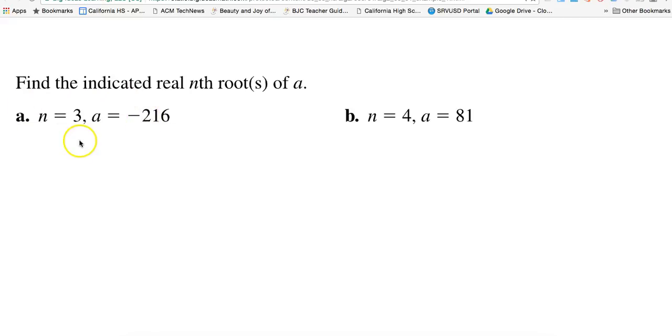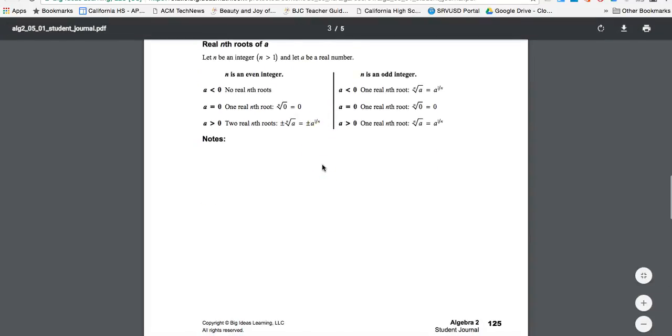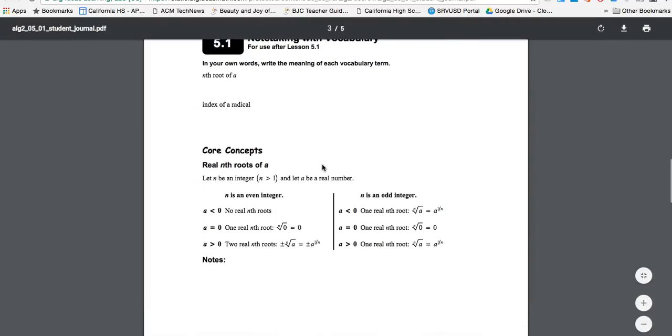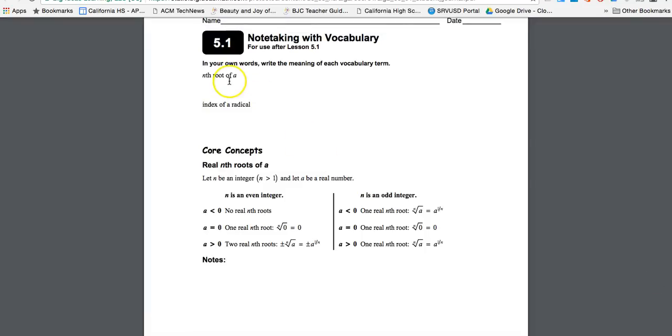Now in order to do this, it helps to have a definition here. So if you go to page 125 of your journal, you've got two definitions here, two vocab words. Now, it says in your own words, write the meaning of these, but I'm just going to give you the definition so you actually know this. Now, what you've got here is for an integer n that's greater than 1, if b to the n power equals a, then b is an nth root of a.